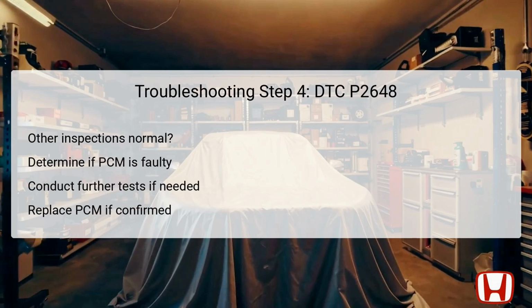The final troubleshooting step involves assessing the results of the previous inspections. If all other components and circuit checks return normal conditions, the attention shifts towards the PCM itself as the possible culprit. At this stage, if the solenoid and wiring have been verified to be in good condition, it strongly indicates that the remaining PCM may be at fault. Conducting additional tests on the PCM could further confirm its integrity and functionality. If these tests determine that the PCM is indeed malfunctioning, it may require replacement to restore proper vehicle operation.